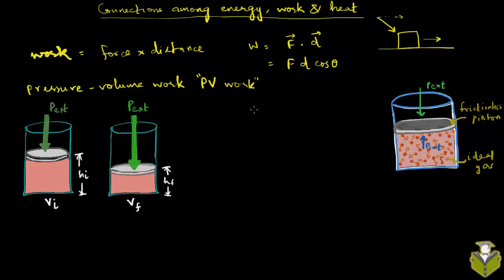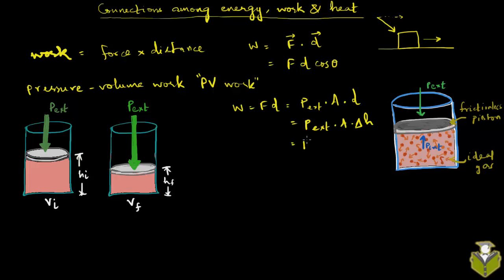To calculate the work done here, we go by our definition: work equals F times d. We know that the force exerted on the piston is going to be the pressure P external times the area of cross section of the piston. So pressure times area gives force, times the distance that the piston moves in response to the differential in the pressure. So this is your work done. The distance here is delta h, as you can see. So P external times A times delta h.